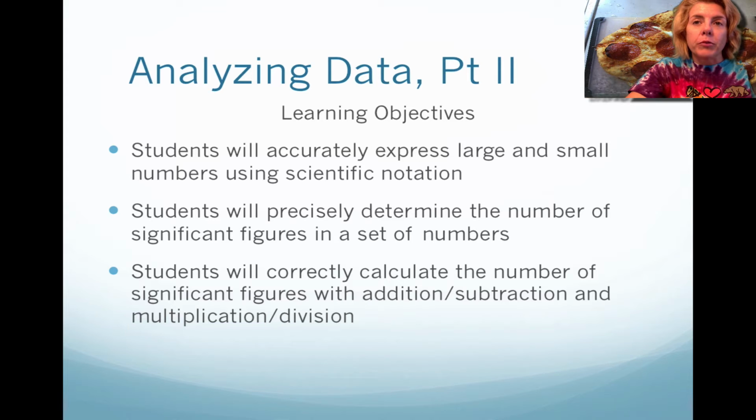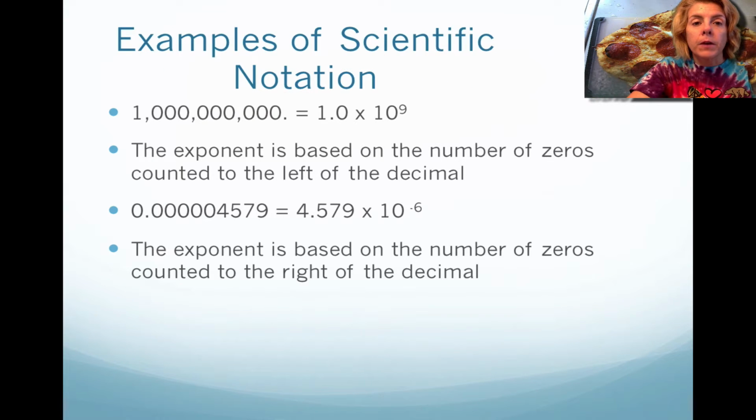Here are the following objectives for this part of the chapter. You're going to accurately describe large and small numbers using scientific notation. You will also precisely determine the number of significant figures in a group of numbers. You will also correctly calculate the number of significant figures with addition or subtraction or multiplication and division. Okay, so like I said, this is review. This is something that you've covered in middle school.